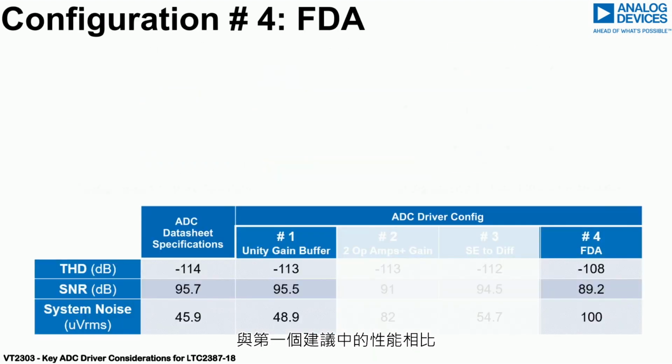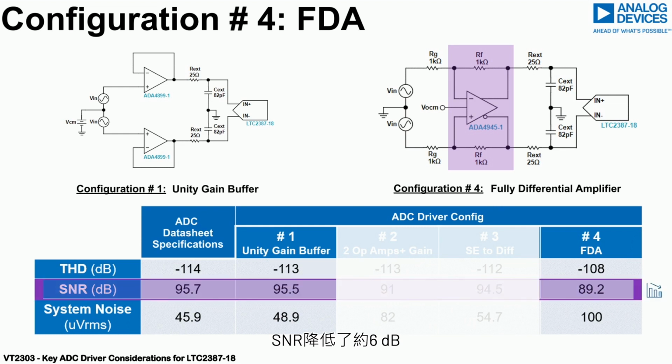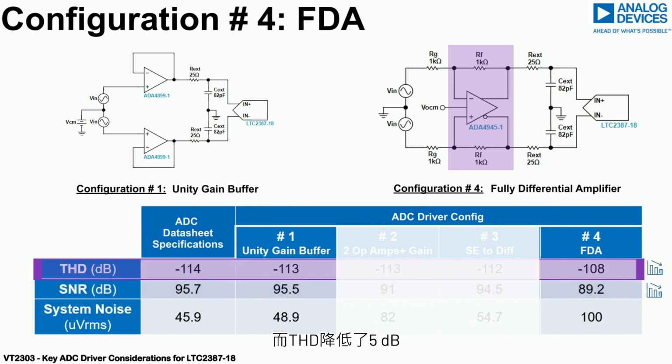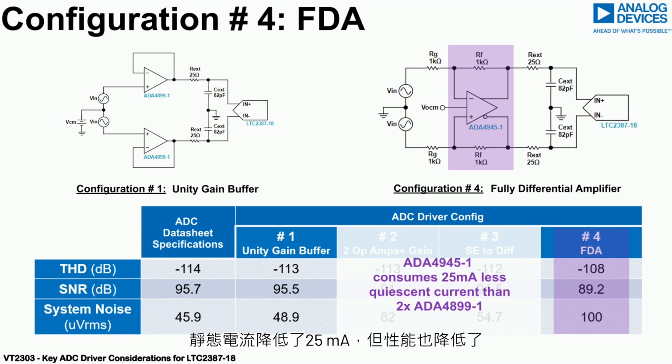Comparing with the performance achieved from Recommendation 1, the SNR is reduced by approximately 6 dB, while the THD reduces by 5 dB. The reduced performance comes at the benefit of 25 milliamp lower quiescent current versus the two ADA4899-1 buffers.